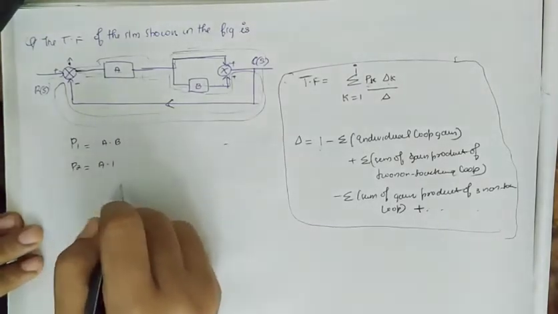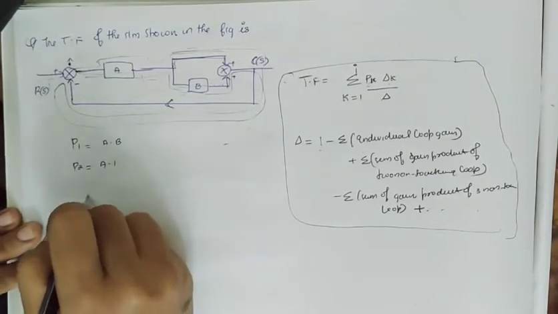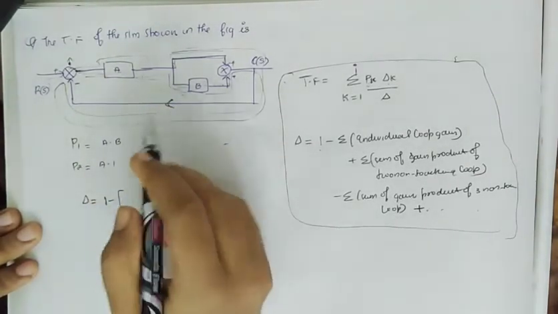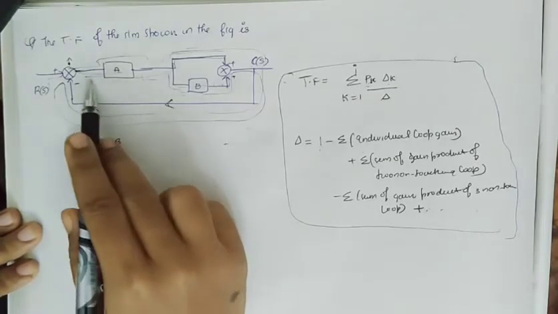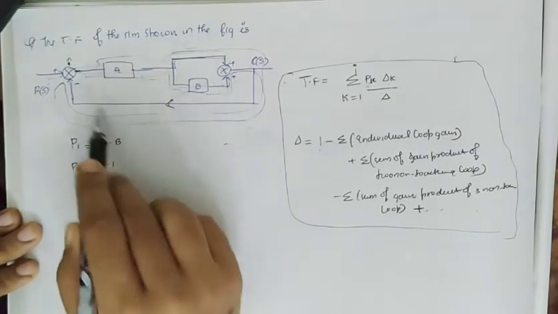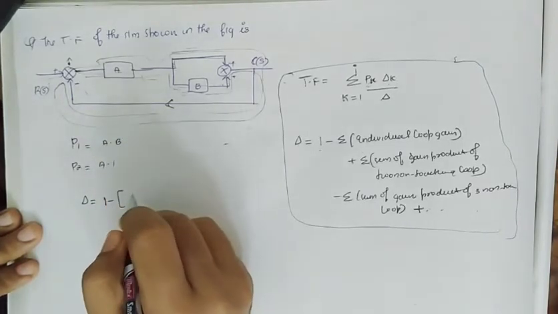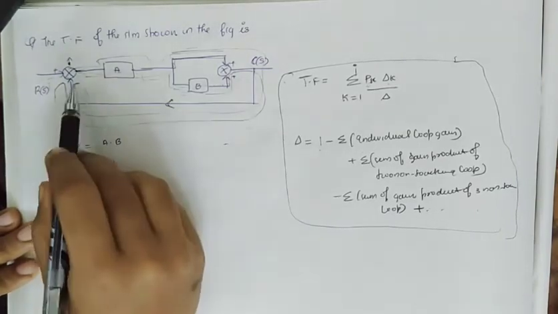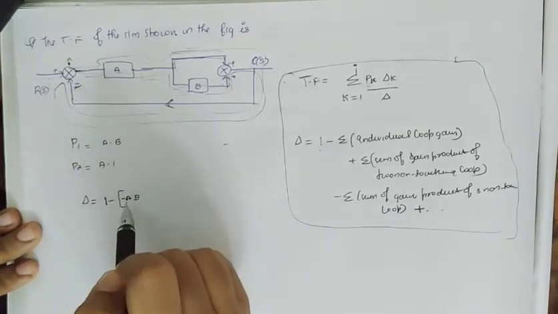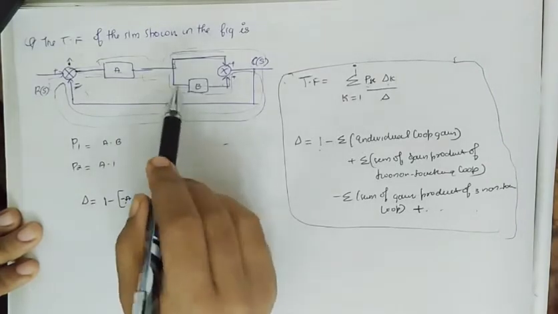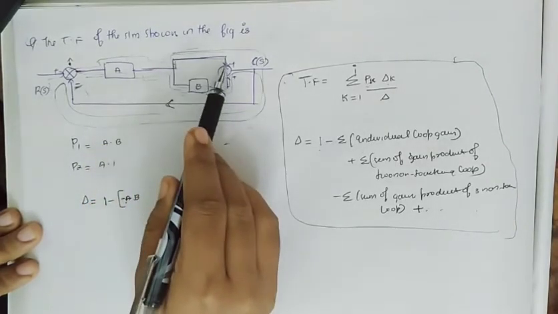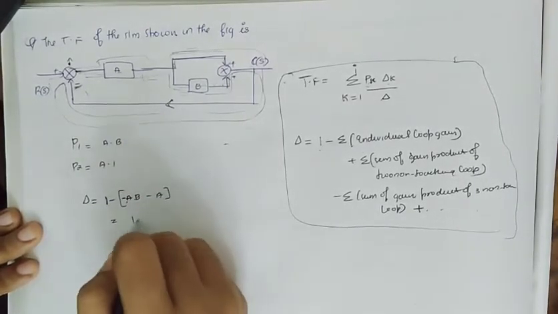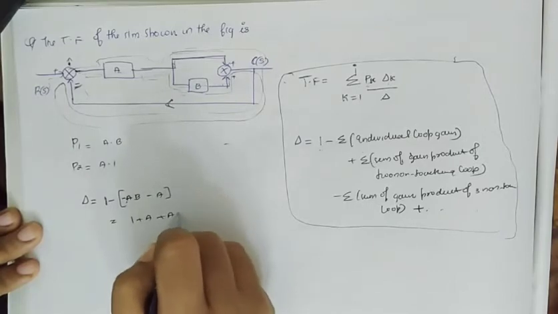So if I write the transfer function, it will look like this. And what is delta? Delta is equal to 1 minus the sum of individual loop gains. The first loop gain is AB, and there is a negative here, so I am taking minus AB. And the other loop is A into 1, again minus 1, so that is minus A. Opening the bracket, I get 1 plus A plus AB.